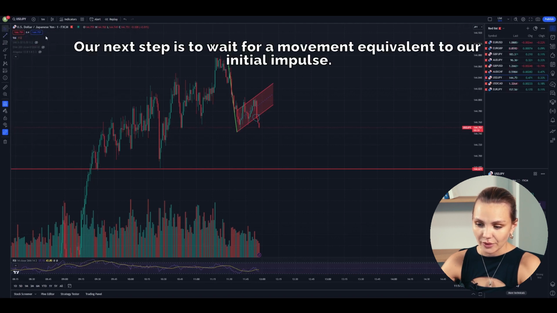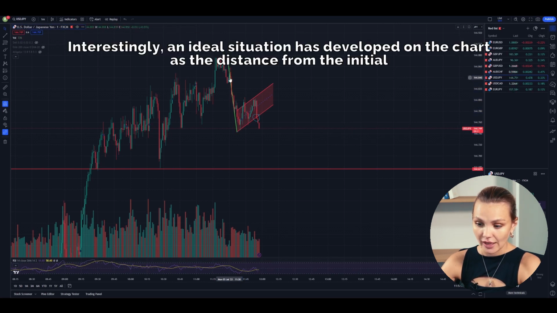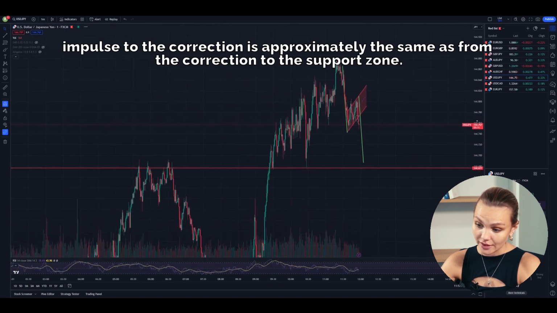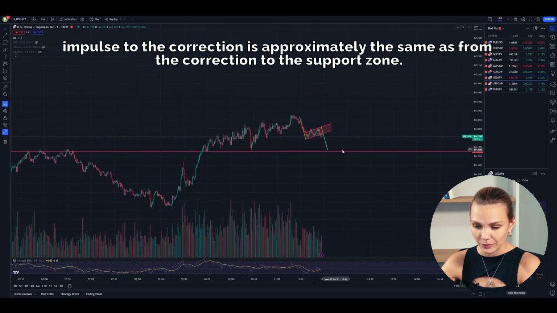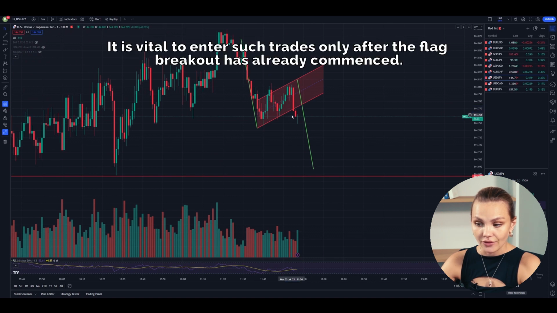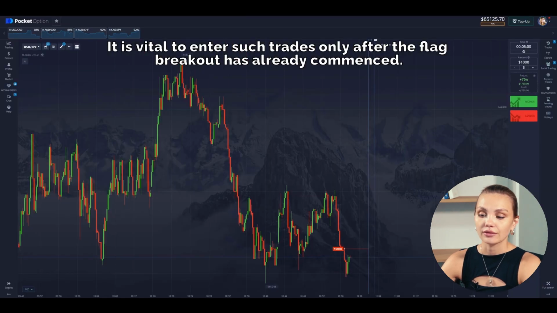Our next step is to wait for a movement equivalent to our initial impulse. Interestingly, an ideal situation has developed on the chart, as the distance from the initial impulse to the correction is approximately the same as from the correction to the support zone. I entered the trade right after the flag breakout. It is vital to enter such trades only after the flag breakout has already commenced.